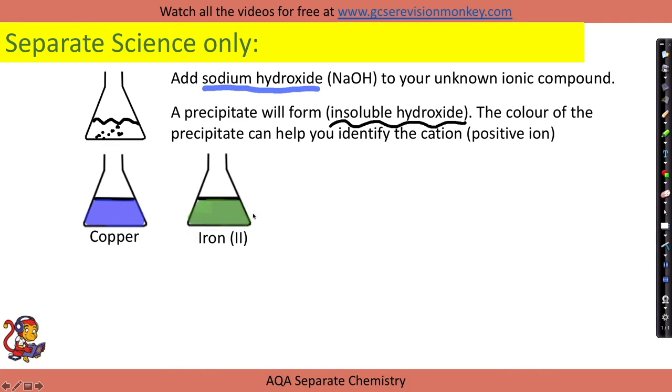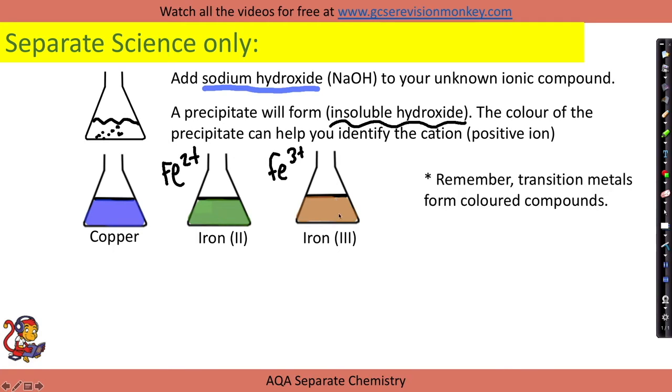If a green precipitate forms, you've identified iron 2, and the 2 just means you're talking about Fe2+, remembering that transition metals can make ions with different charges, because Fe3+, or iron 3, makes a different coloured precipitate. So iron 2 makes green and iron 3 makes brown. Now, if you remember that transition metals form coloured compounds, which is content for paper 1 especially, then you'll remember that all the ones that are coloured are transition metals. So copper blue, iron 2 green and iron 3 brown.